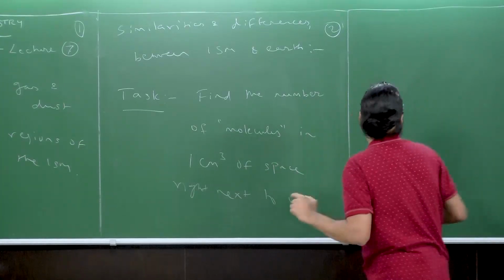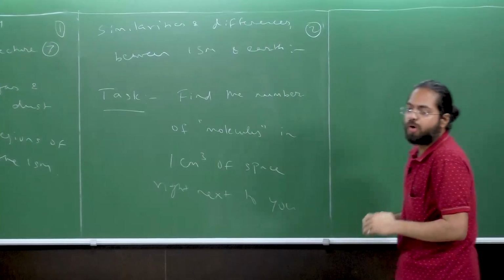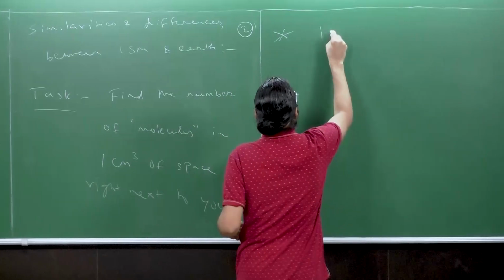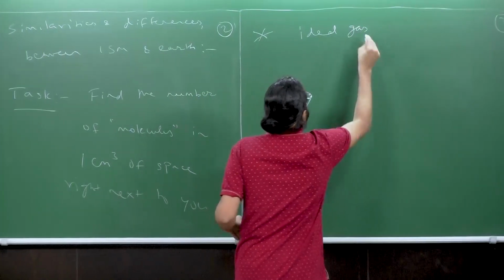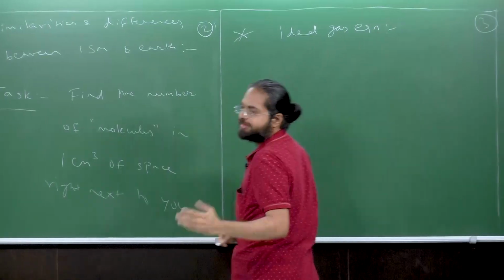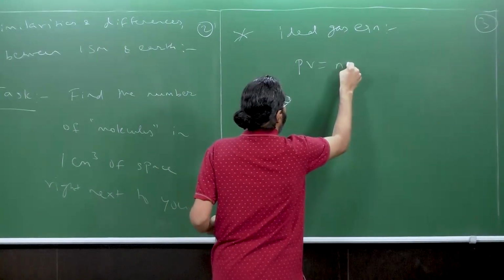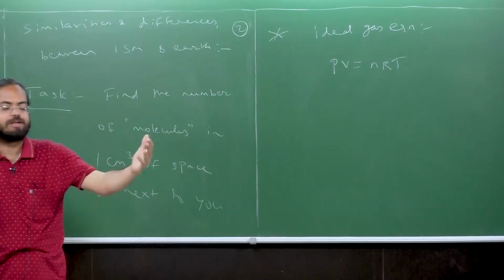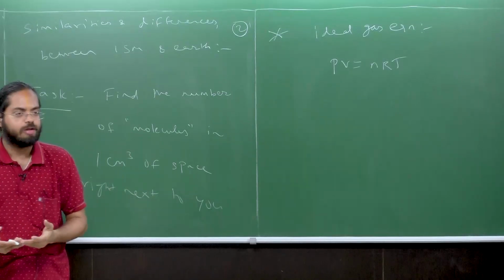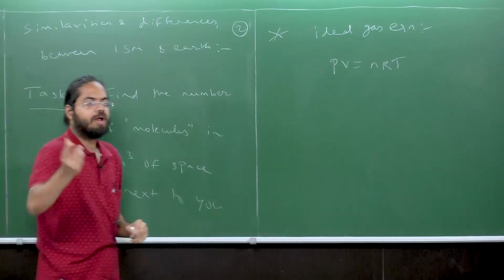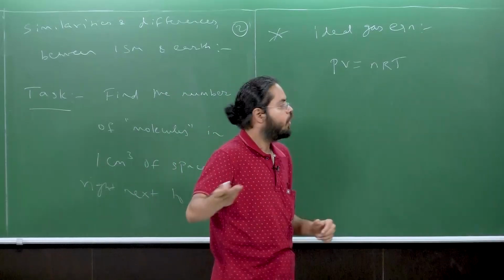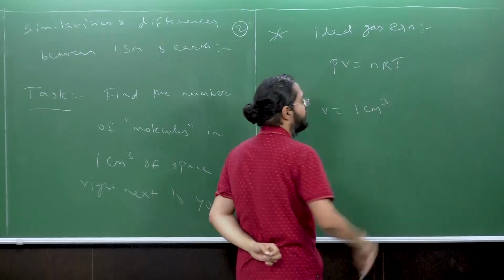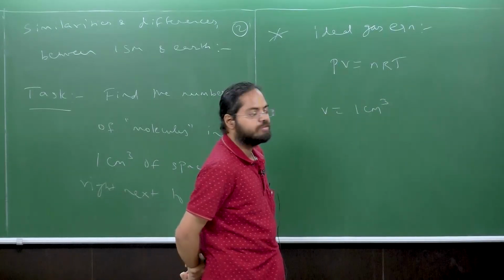It's because you've all been exposed to this idea called the ideal gas law. We all know about the ideal gas equation. And what does it teach us? It tells us that PV equals nRT. We have been exposed to this equation right from 9th or 10th class, or maybe in high school, and definitely in college, correct? But how do we use this equation in the present scenario? What have I given to you? I've given you the volume, which is 1 centimeter cube, correct?